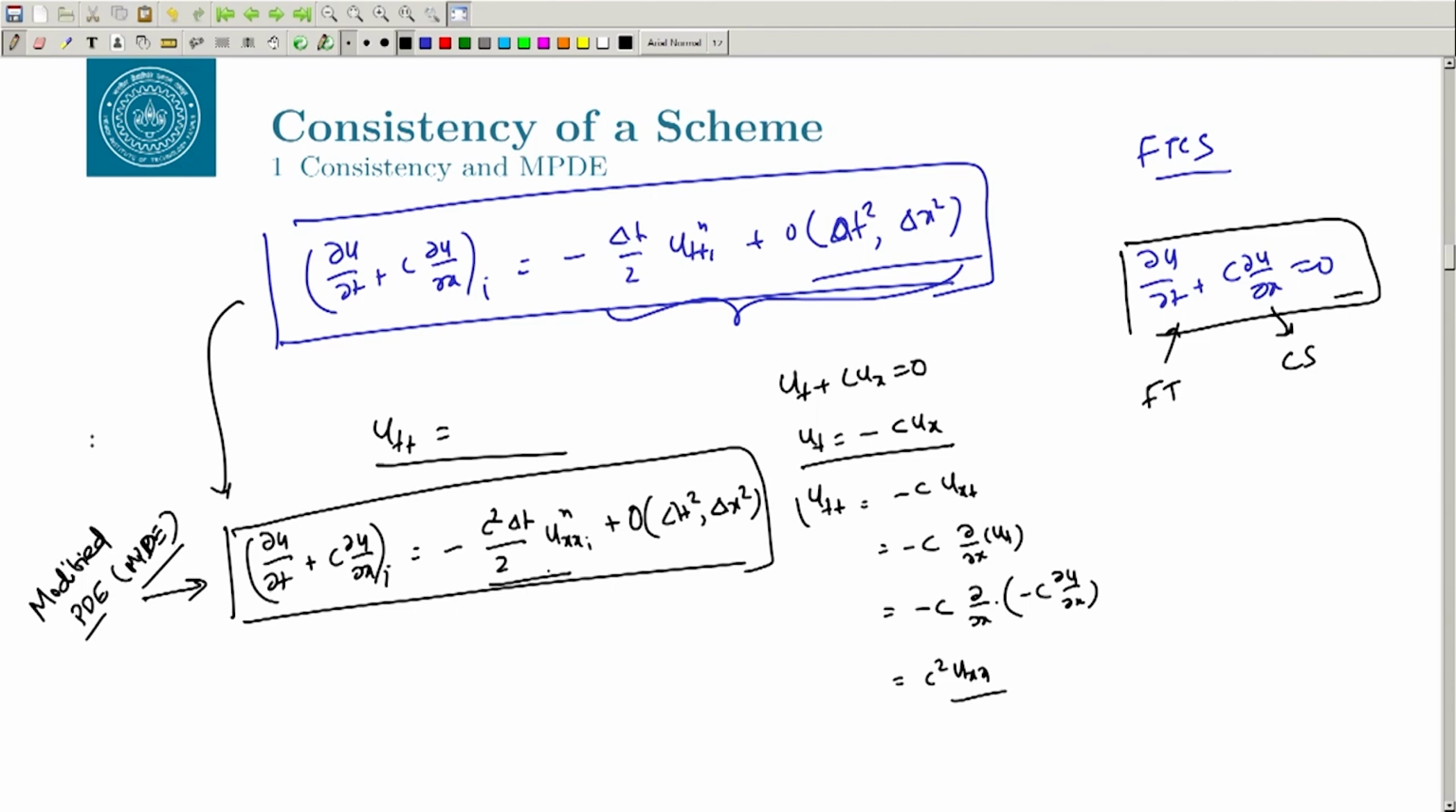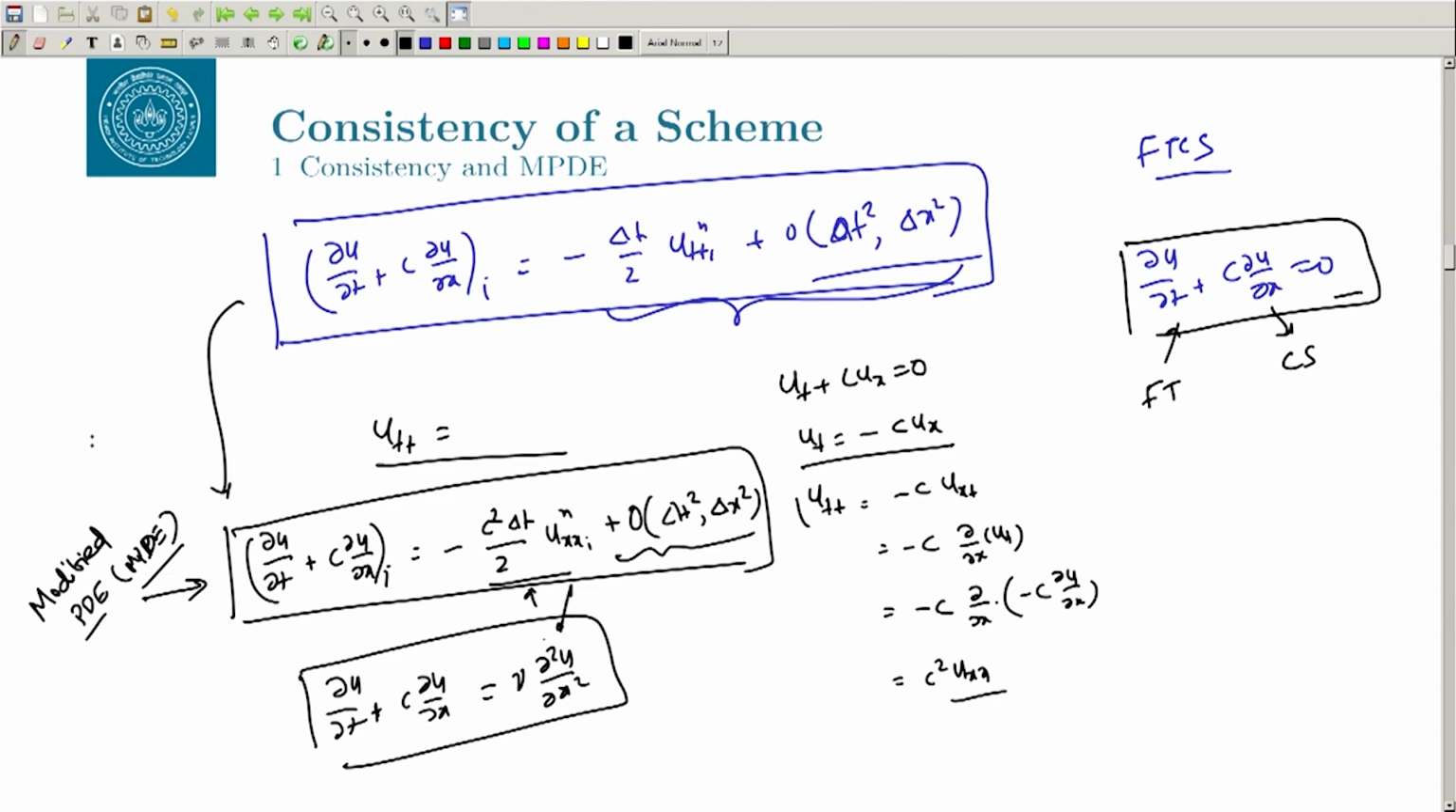Now, if you look at this equation closely, ignore the higher order terms and look at just the first term. You will see it looks like del u by del t plus c del u by del x is equal to nu del square u by del x square. So, we are not solving a linear convection problem, but we are solving a convection diffusion problem because of our choice of the discretization scheme.